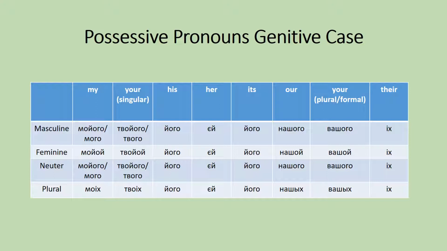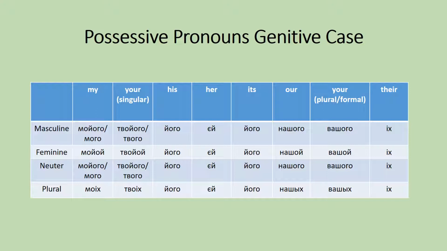Possessive pronouns in the genitive case. Let's learn how to say the different possessive pronouns in the genitive case. First, we will start with the masculine. My is moyoho, or alternatively, moho.